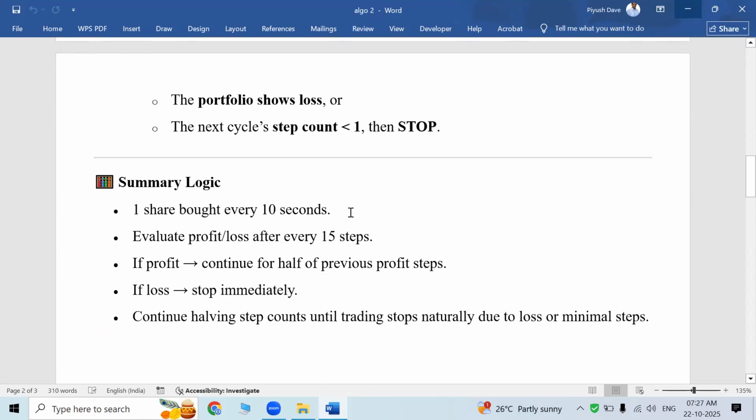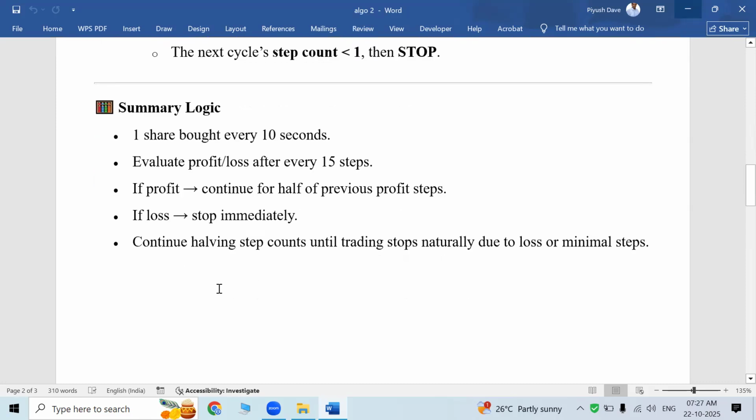One share bought every 10 seconds. Evaluate the profit or loss after 15 steps. If it's profitable, then we will divide the number of profit steps by 2. If loss, we will immediately stop and rethink whether it is working right or wrong. Then we will start this algo again. You can do it multiple times and test your strategy.